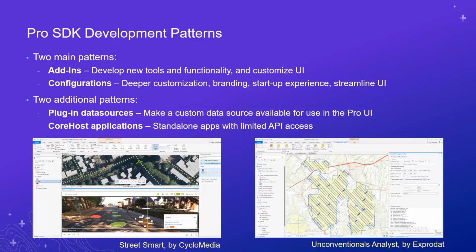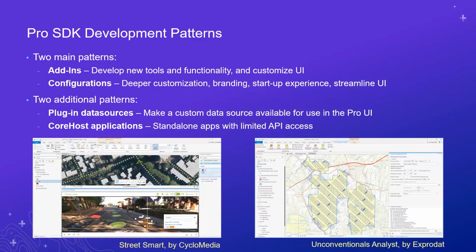The screenshots here are of a couple partner add-ins. The first on the left is the StreetSmart add-in by Cyclomedia, which will be our first demonstration that we'll take a look at. The screenshot on the right is another add-in provided by Expedat. It's their unconventionals analyst. And both of these add-ins, I should mention, are available in the ArcGIS marketplace.